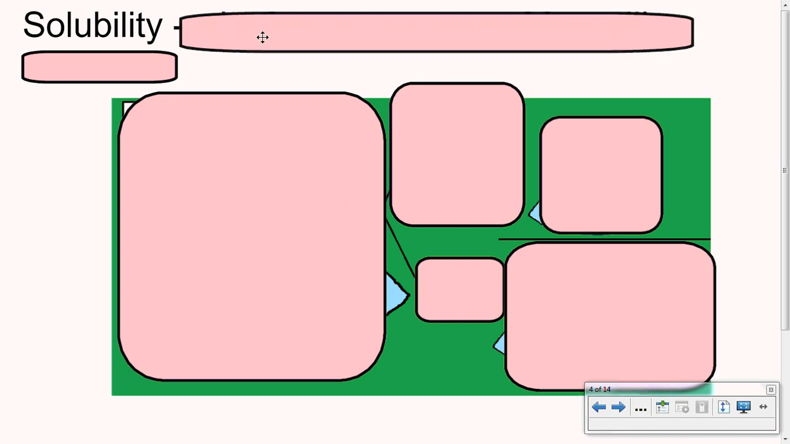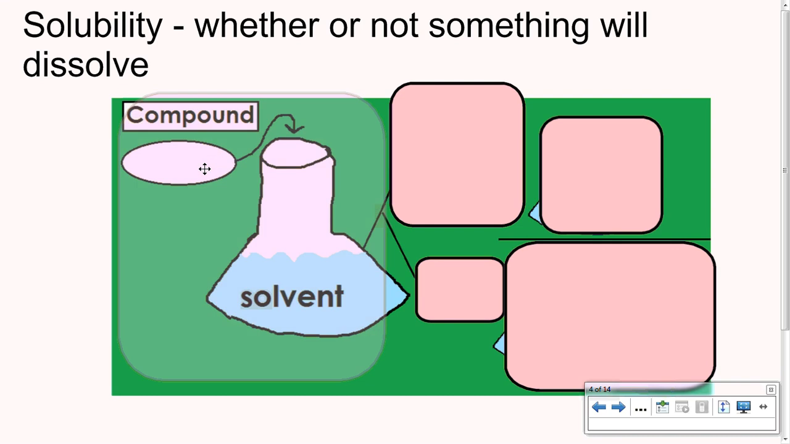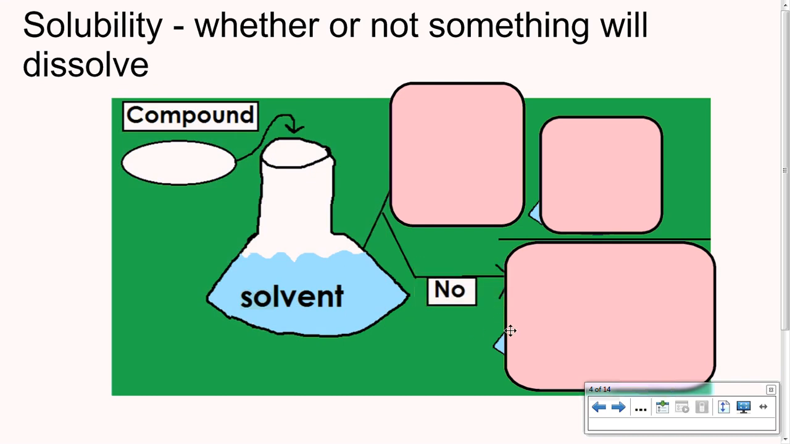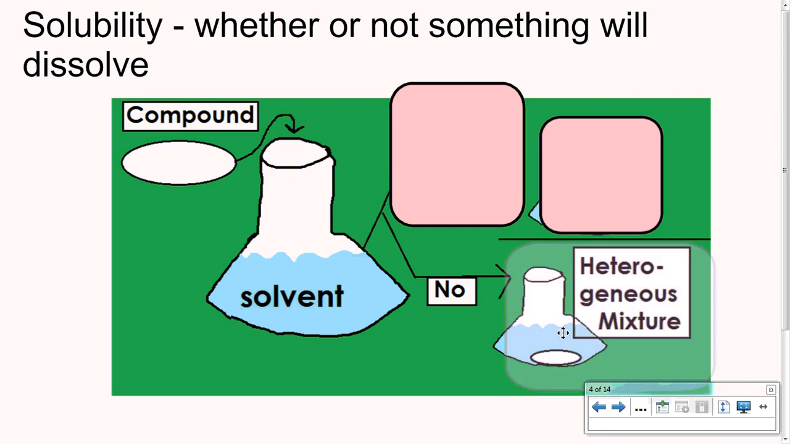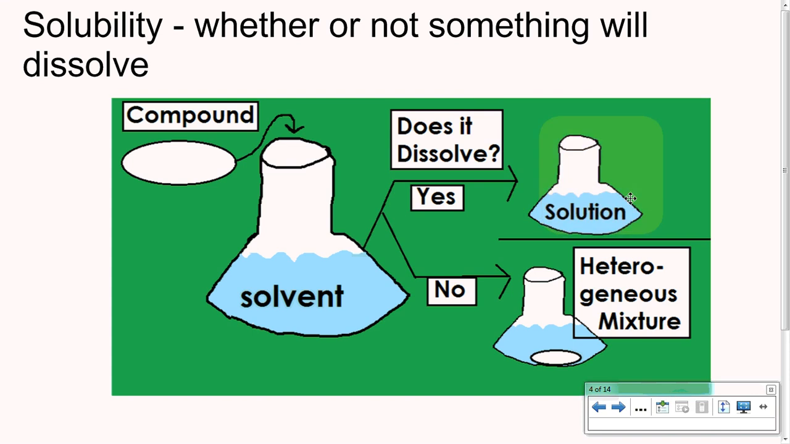Solubility refers to whether or not something will dissolve. So if I put a compound in a solvent, there are two things. It can't dissolve, and that would make a heterogeneous mixture, you'd see it. Or it will dissolve, and that would make a solution. And solubility answers that question of whether or not it's going to dissolve.